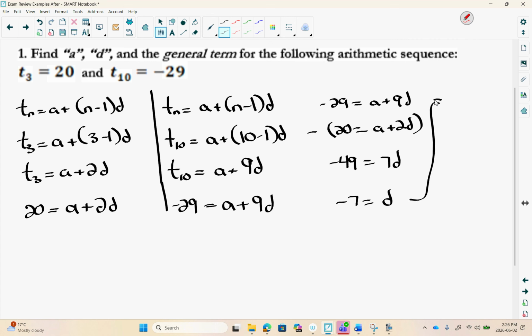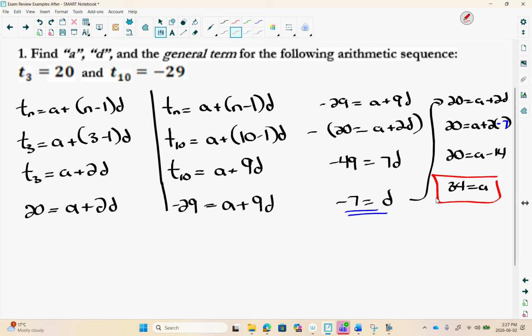From there, if I know the common difference is negative 7, I can solve for a by using either of these formulas. If 20 equals a plus 2 times d, then 20 is going to equal a plus 2 times negative 7. And 20 will equal a plus negative 14, or a minus 14. I'm going to add 14 to both sides, and that would give me 34 equal to a. So here's what I know. I know that the first term is 34.